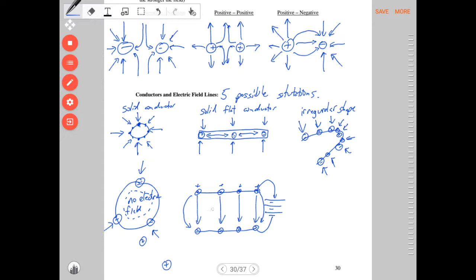But in the middle of these parallel plates, the electric field is uniform, which means it's exactly the same. If it's 5 newtons per coulomb, it's 5 newtons per coulomb here at the positive plate, and 5 newtons per coulomb here at the negative plate. It opens up a whole new realm of physics for us, so we'll get to that later. But these are the 5 possible situations for conductors and electric field lines. It's really quite cool. All right, moving on.